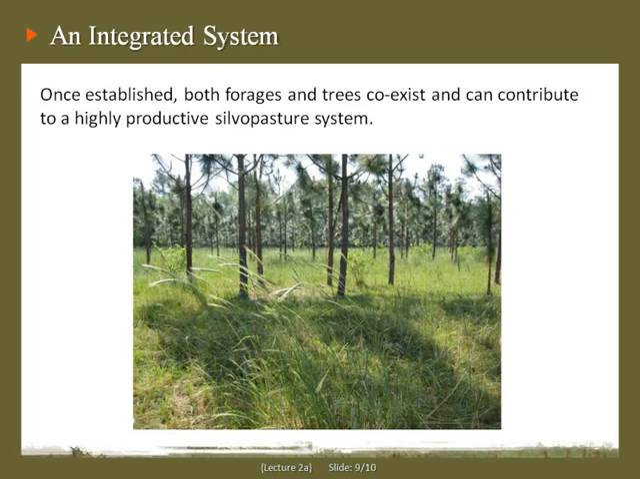Once established, both forages and trees coexist and can contribute to a highly productive silvopasture system. Research has shown that legumes under a pine canopy perform better than legume forage in open areas. The more open structure and plant diversity of a well-managed silvopasture are also attractive to many wildlife species such as turkey, deer, and quail.